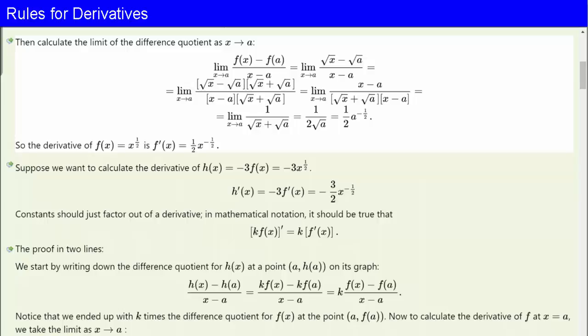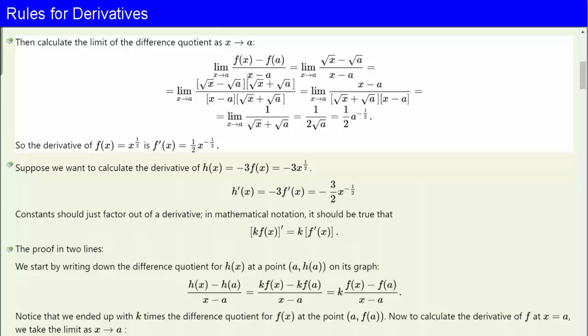Using our reverse factorization tool, we multiply numerator and denominator by root x plus root a, which of course leaves the expression unchanged. When we carry out the calculation, we end up taking the limit as x tends to a of 1 over root x plus root a, and that turns out to be 1/2 a to the minus 1/2. So the derivative of f of x equal x to the 1/2 is f prime of x equals 1/2 x to the minus 1/2.